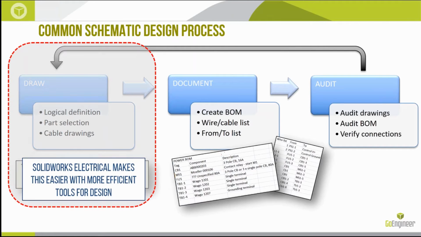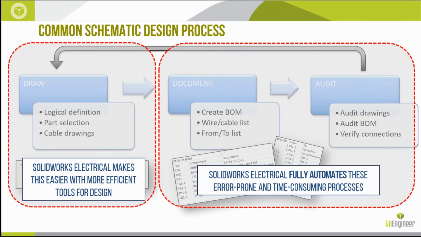So here's the 10-second pitch, right? SOLIDWORKS Electrical is going to make you more efficient with this first section here, and it completely automates these second two sections. So the pull is, you're replacing whatever schematic tool, whether that's pencil and paper or AutoCAD or Visio or whatever it is, with SOLIDWORKS Electrical. You're going to do these same first steps: logical definition, part selection, cable drawings, and you're going to get these other two steps for free, and they're going to be error checked by the software.